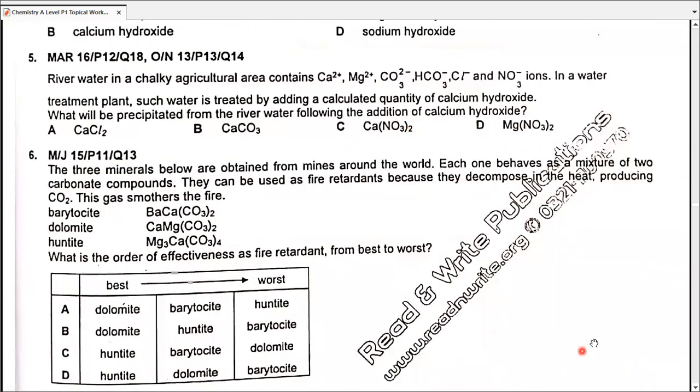Okay. So number 5. River water in a Turkey agricultural area contains calcium, magnesium, carbonate, hydrogen carbonate, chloride, and nitrate ions. In a water treatment plant, such water is treated by adding a calculated quantity of calcium hydroxide. What will be precipitated from the river water following the addition of calcium hydroxide?